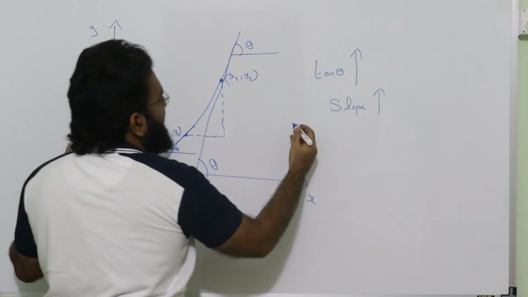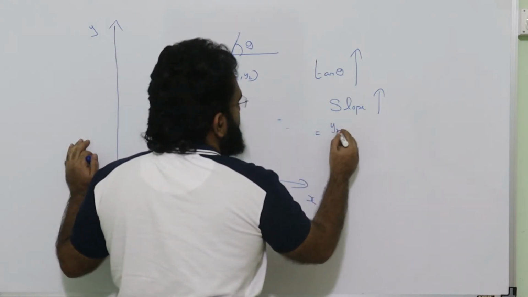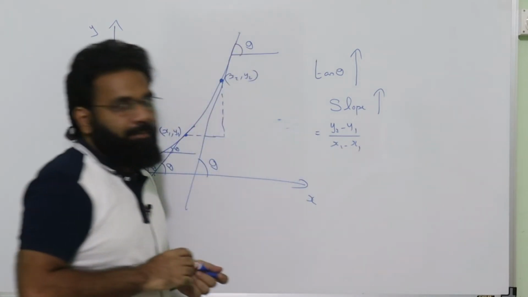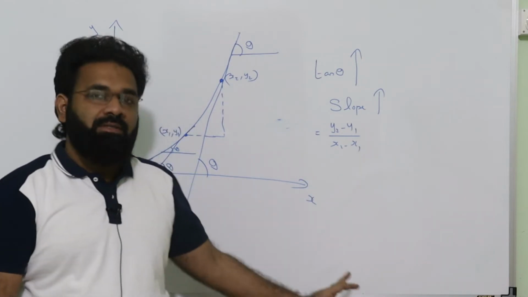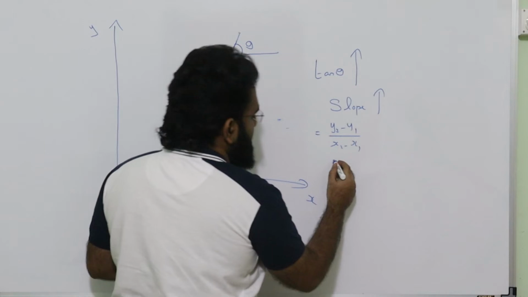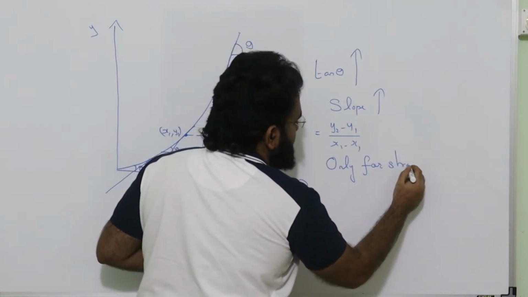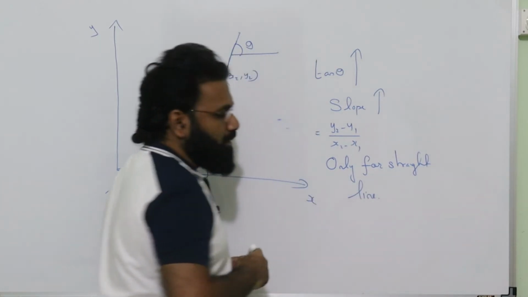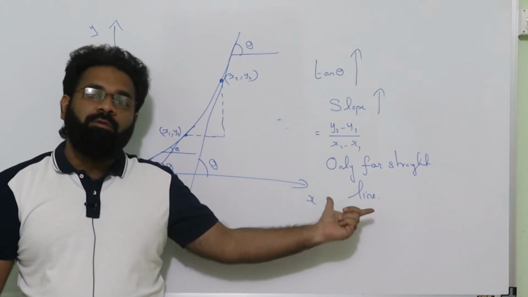I cannot simply find the slope as y2 minus y1 by x2 minus x1 now. This method can be applied only if it is a straight line. This equation can be applied only for a straight line. If it is not a straight line, we cannot apply this equation.